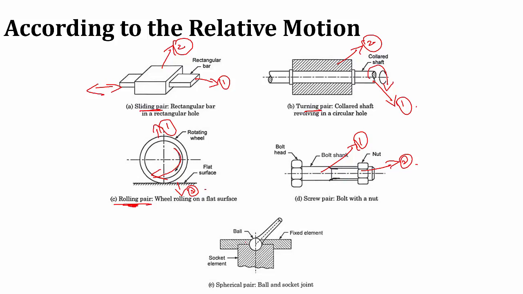Then the last one is spherical pair. So link 1 is a ball and link 2 is a socket. This spherical pair is used in our hand. We can move this ball, we can rotate it, because it is revolving inside a hollow socket. So this is called a spherical pair.